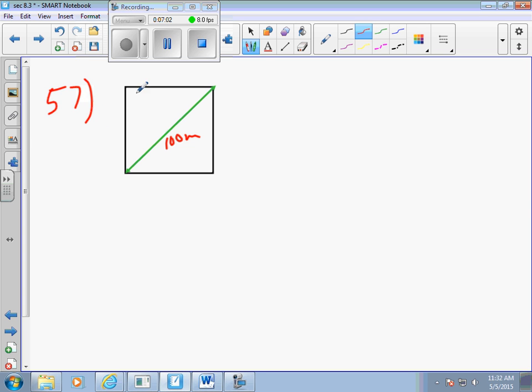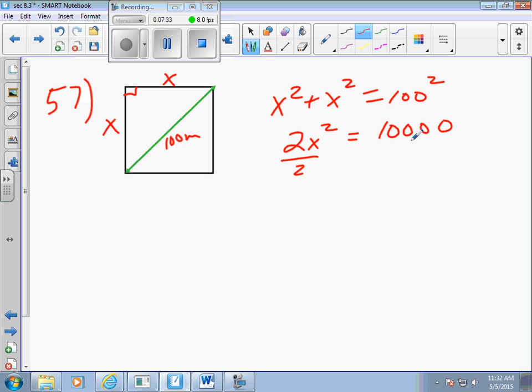Well, we don't know the side lengths, we just know the diagonal, but in a square, those lengths are the same. So I'm going to call both of them x. And when I do that, I get a right triangle here. So this is another right triangle question. So I'm going to take x squared plus x squared equals 100 squared. So I get 2x squared equals 100 times 100, which is 10,000. Divided by 2, I get x squared equals 5,000.